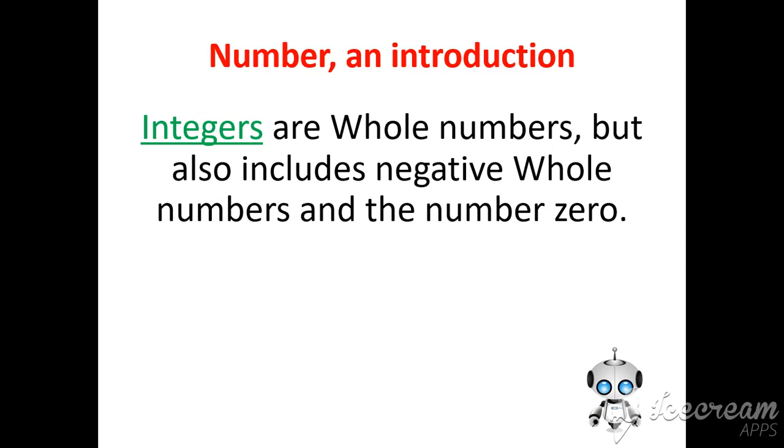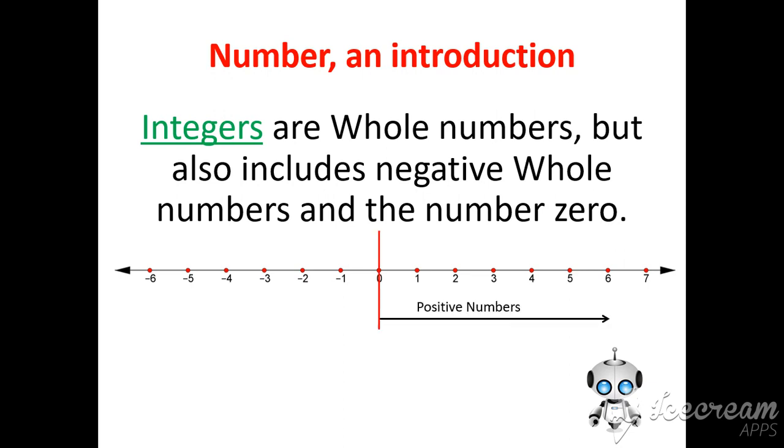Right, what about integers? Integers are whole numbers, but also include negative whole numbers, as well as the number 0. So here is our number line that demonstrates what integers are. They're whole numbers like 0, 1, 2, 3, 4, 5 and continue to the right in the positive direction, but they also go to the left in the negative direction. So they go -1, -2, -3 and so on. So numbers to the right of 0 are called positive numbers, and numbers to the left of 0 are called negative numbers.